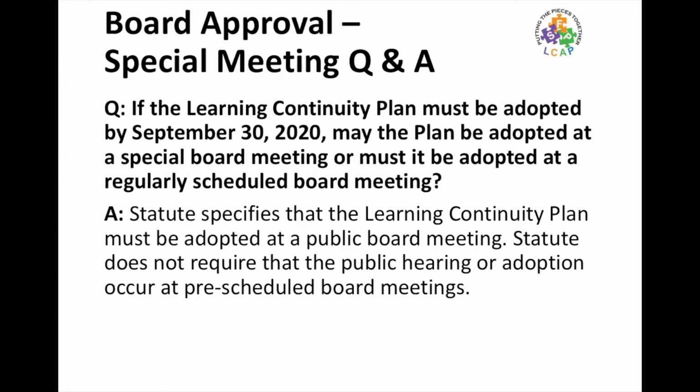The next slide is in regards to the board approval and whether it's a special meeting. And so we know that the learning continuity plan must be adopted by September 30th. May the plan be adopted at a special board meeting, or must it be adopted at a regularly scheduled board meeting? So the answer is, the law states that the learning continuity plan must be adopted at a public board meeting, but statute does not state that the public hearing or the adoption must occur at a pre-scheduled board meeting. So therefore, if you do schedule a special public meeting outside of your pre-scheduled board meeting, this is fine.